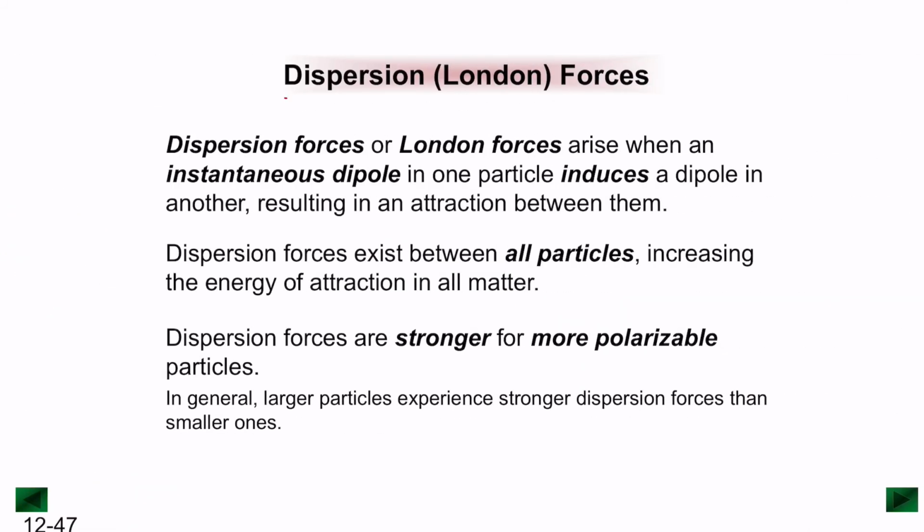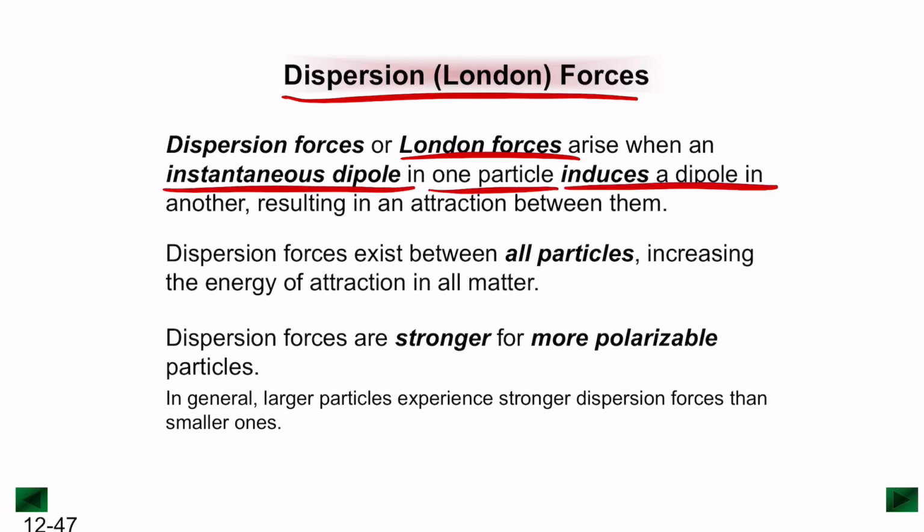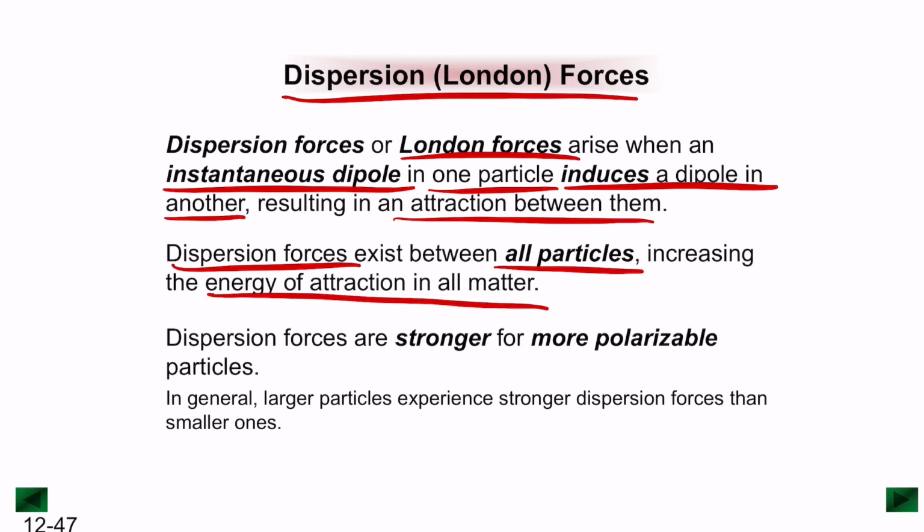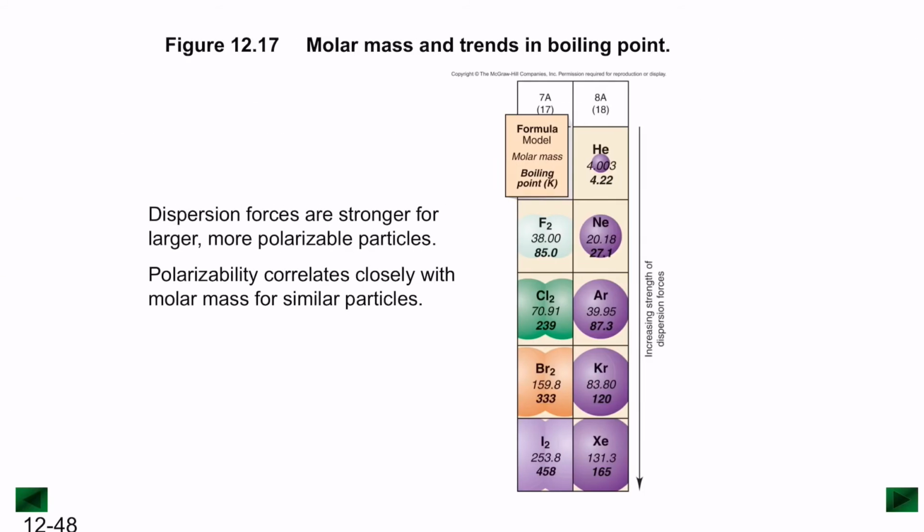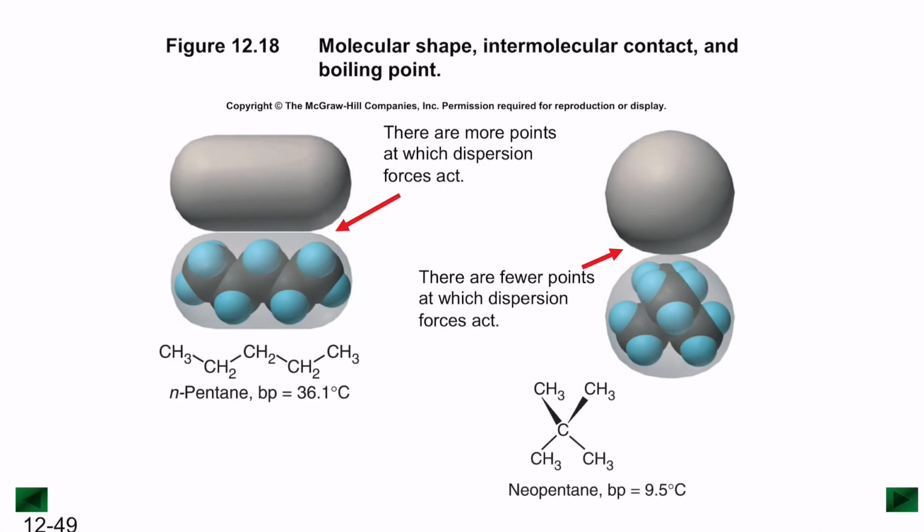Next, the last one is dispersion forces. Dispersion forces are generally called London forces. These arise when you have an instantaneous dipole in one particle that induces a dipole in another, resulting in an attraction between them. So these dispersion forces exist between all particles, increasing the energy of attraction in all matter. These dispersion forces are stronger for more polarizable particles. Therefore, larger particles experience stronger dispersion forces than smaller ones. So dispersion forces are generally stronger for larger and more polarizable atoms. As the polarizability increases, there is an increase in the dispersion force.